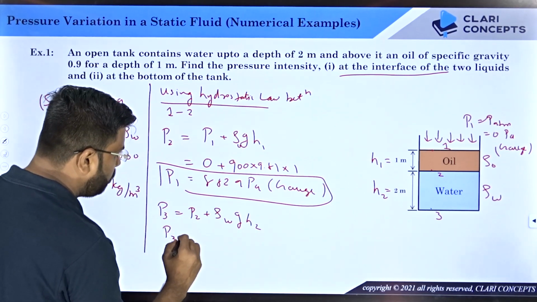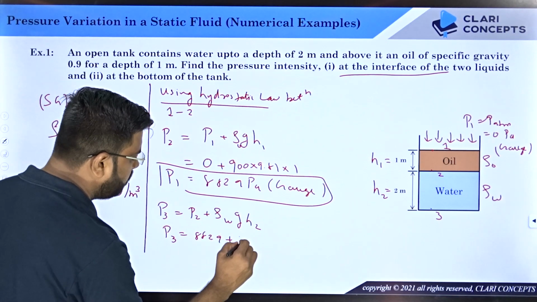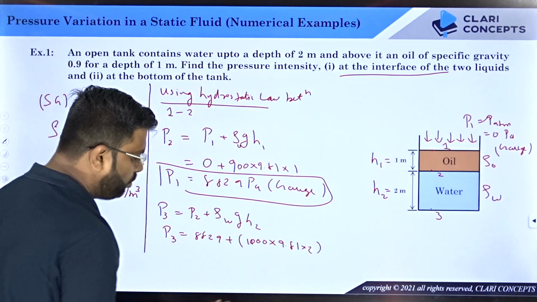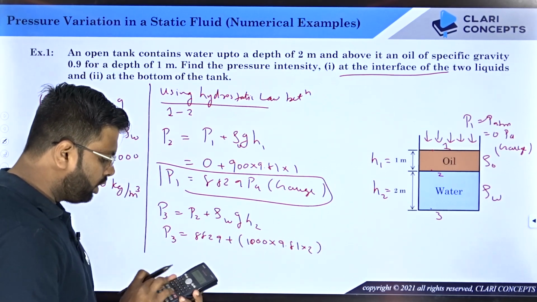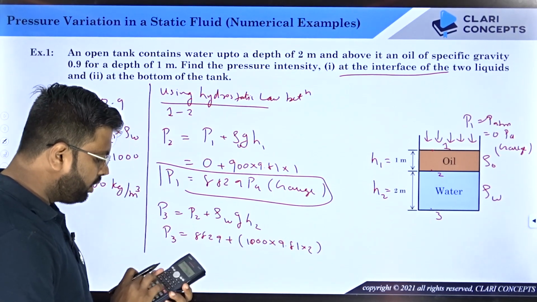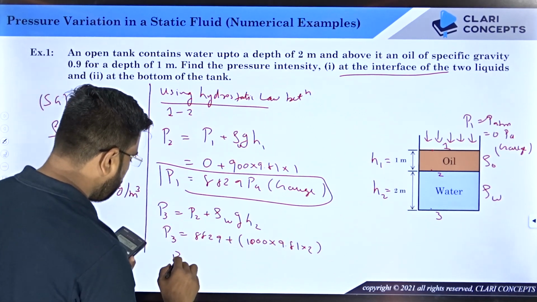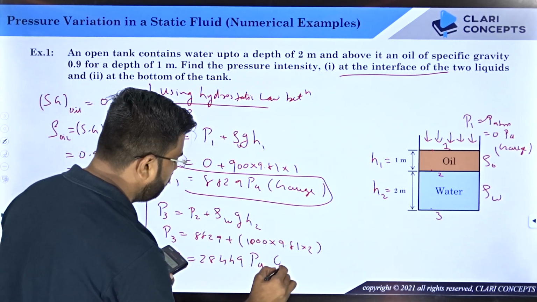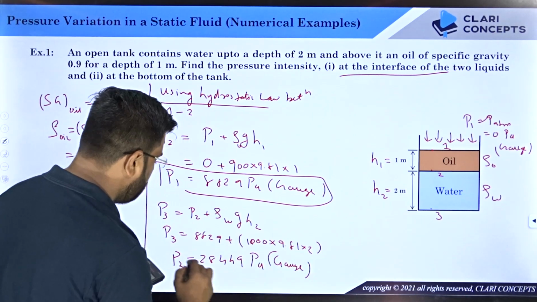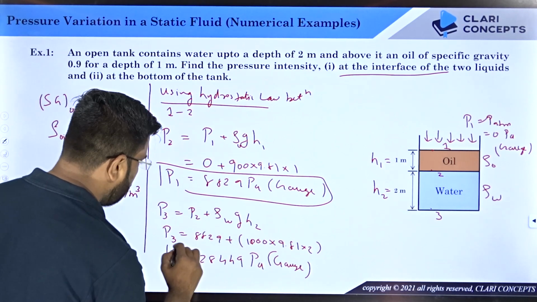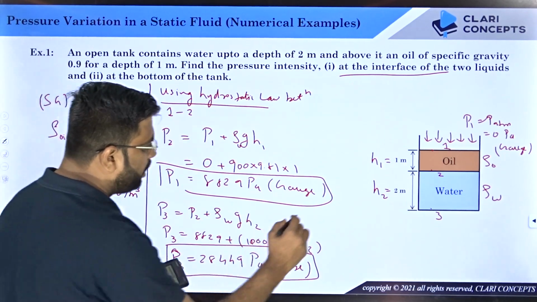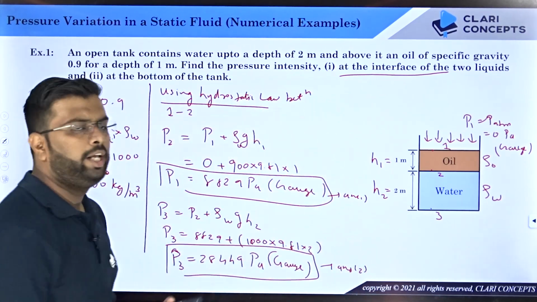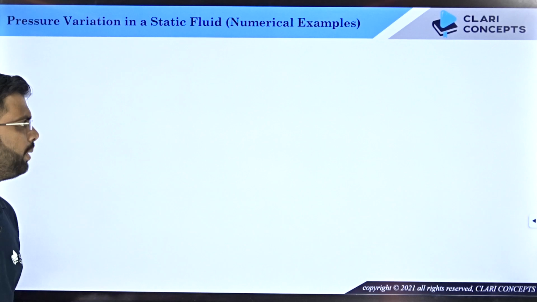So P3 will be equal to 8829 plus density of water, which is 1000, into 9.81 into 2. So 1000 into 9.81 into 2 plus 8829 is 28449 Pascal gauge again. It is always better to mention whether it is gauge or absolute, right? So this is answer number 1 and answer number 2. Clear? I hope you got how to solve this example.